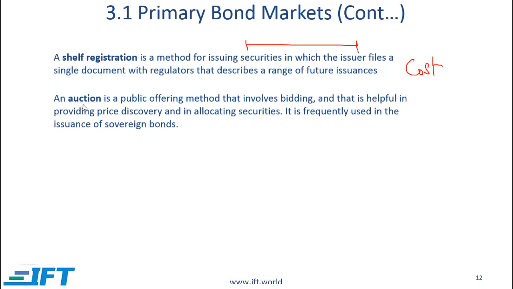The final method we'll talk about is an auction. An auction is a public offering method that involves bidding, and that is helpful in providing price discovery and in allocating securities. It is frequently used in the issuance of sovereign bonds. I'll not talk about this here because we discussed this method in detail in economics in the context of issuing government bonds.